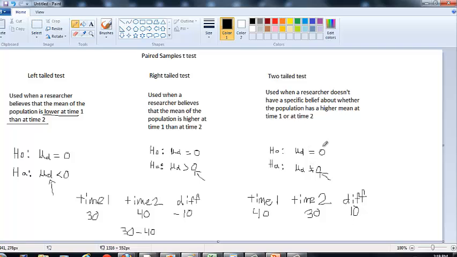And the researcher is hoping to reject this idea that there's been no change from time 1 to time 2, because when it's equal to 0, that means no change. So in all three types of paired t-tests, the null says that there's been no change on average from time 1 to time 2. It's saying that the mean hasn't changed from time 1 to time 2. And in all three cases, the researcher is hoping to reject this possibility, which is the null hypothesis. But the specific possibility that they're hoping to support is different across these types of tests.